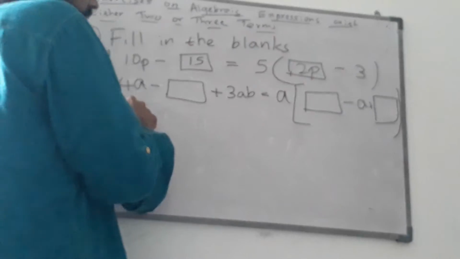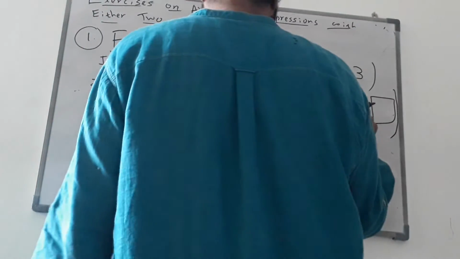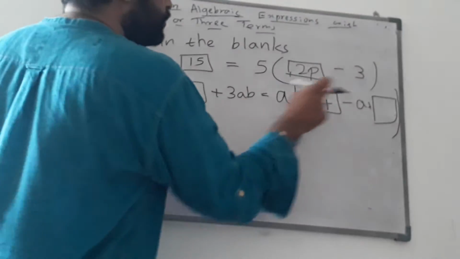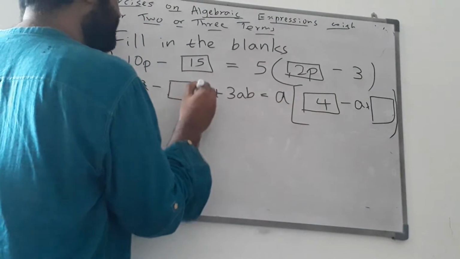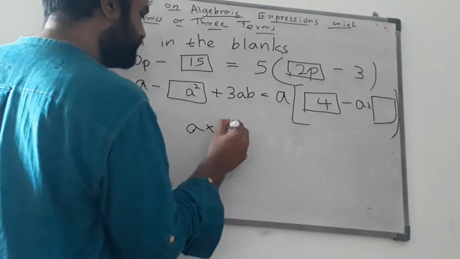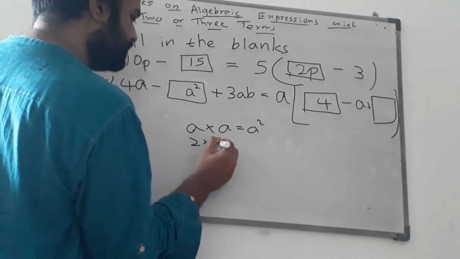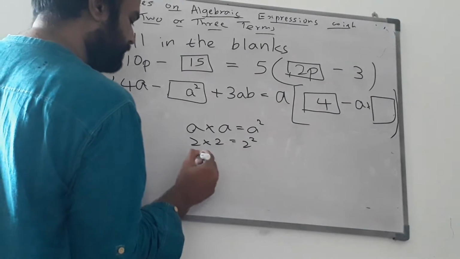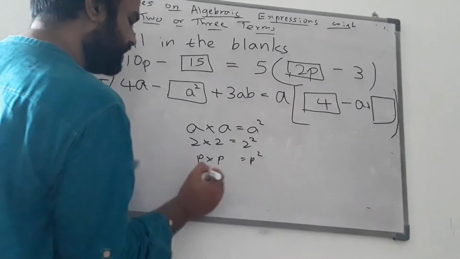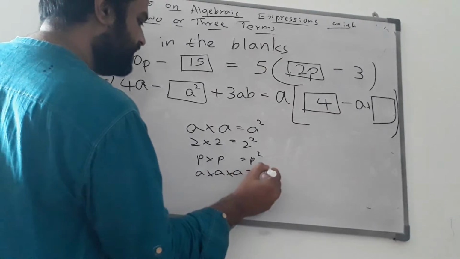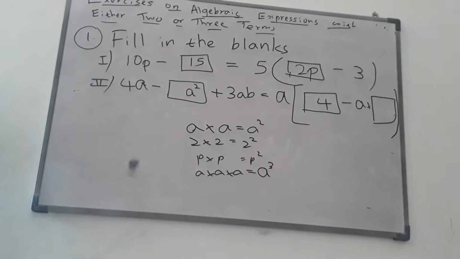Okay, first term is 4a, and once it is factorized, a is taken out. So a times something is 4a, so it is 4. A times 4 is 4a. Okay, next is a minus value. There's minus here, there's also minus. Now we have to check the product of 2 a's. Product of 2 a's means a squared. A times a is a squared. 2 times 2 means 2 squared. P times P means P squared. A times A times A means A to the power 3. Likewise, this is A to the power 2 or A squared.